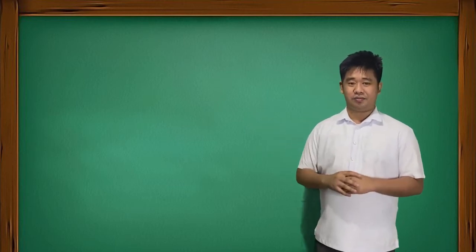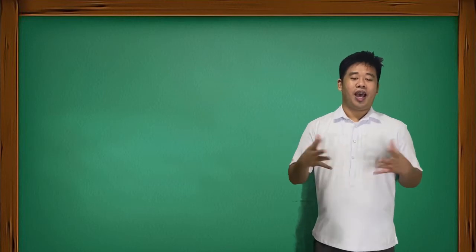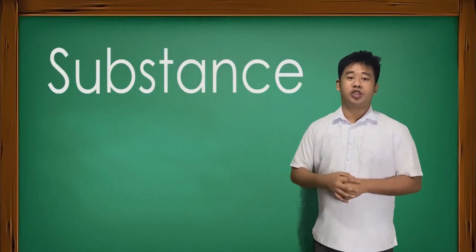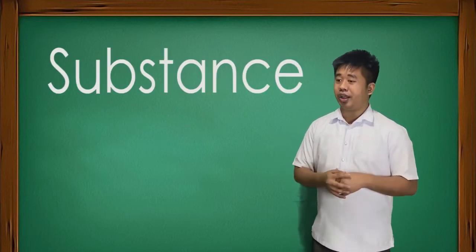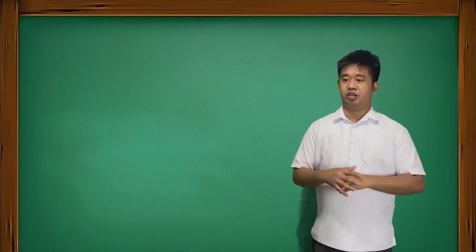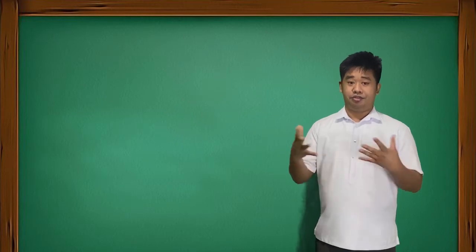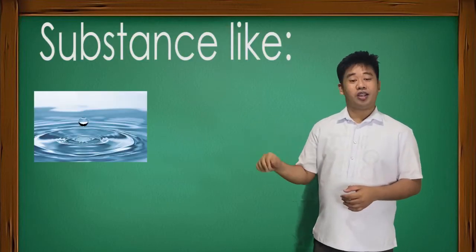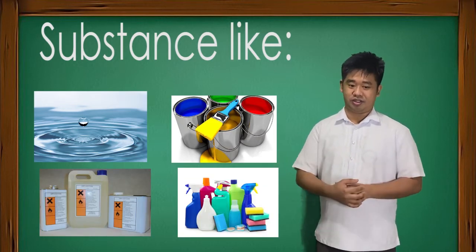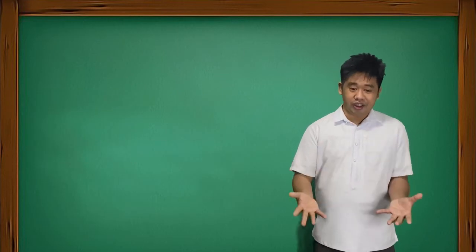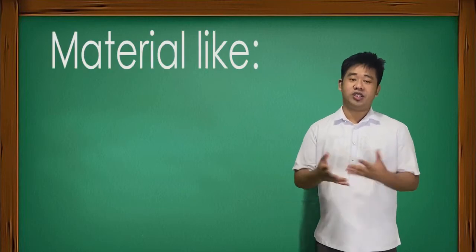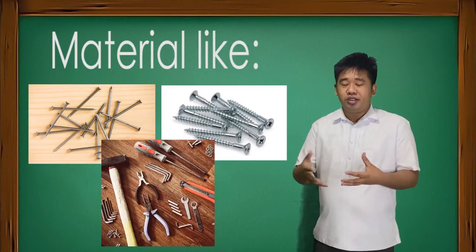Yes, Princess. Very good. Hazard comes from a wide range of sources, which may include number one, substance. Will you please, Runel, give me an example of a substance that can be a source of a hazard? Very good. So it can be water, paint, solvent, cleaning materials, and many others. Aside from substance, material can also be a source of hazard. Materials such as nails, screws, tools, and many others.